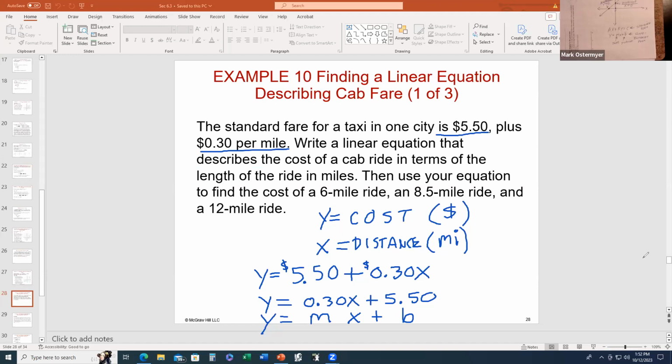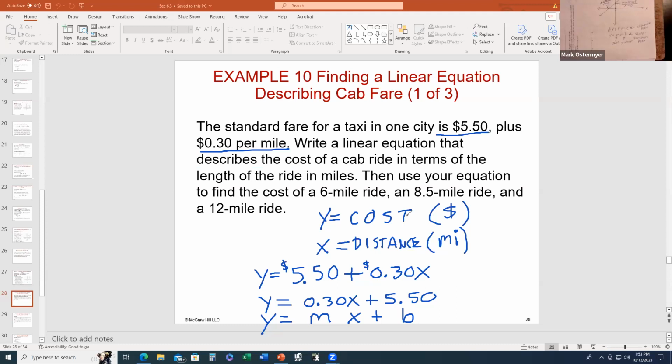What's the y-intercept? What would be the y-intercept? $5.50. Yep, and the y-intercept represents what? Well, it's the cost just to get in the cab. Yeah, the initial charge is to step into the cab. That means if we drive 0 miles in this cab, ladies and gentlemen, we still have to pay that $5.50. That's a guarantee. If you just step in, you owe $5.50. It's the way it is.